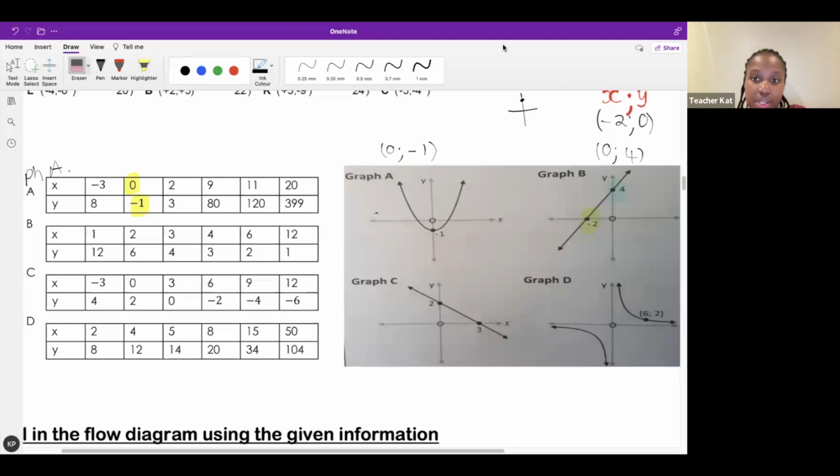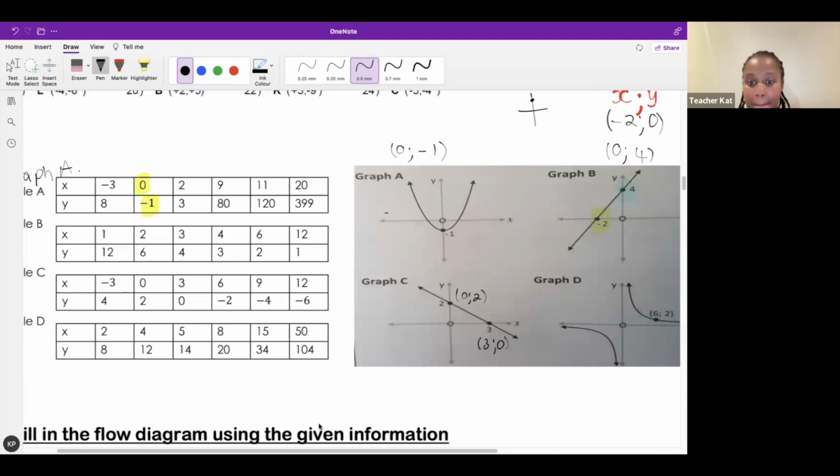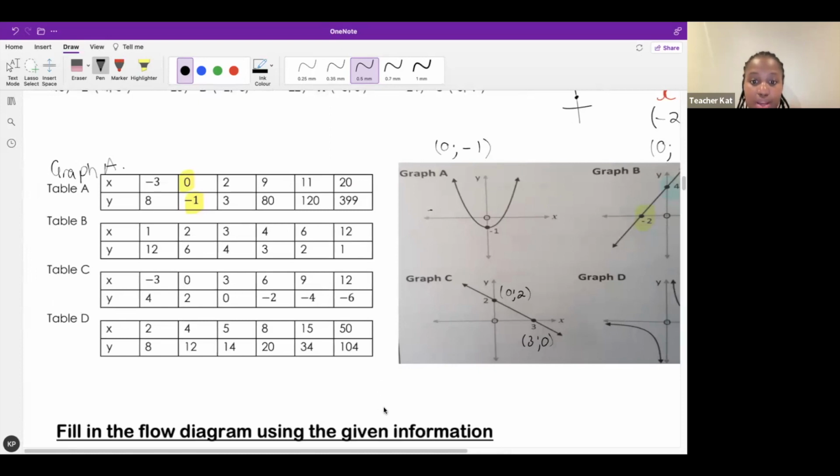But for now, graph B doesn't match with anyone, right? Let's look at graph C. Graph C, okay, I'm going to write the points quickly here. Here I have a 0, 2. And here I have a 3, 0. Do those points match with any of the tables that you see over here? I have a 0, 2, and a 3, 0. Does anybody see? Nice. Graph C matches with table C.